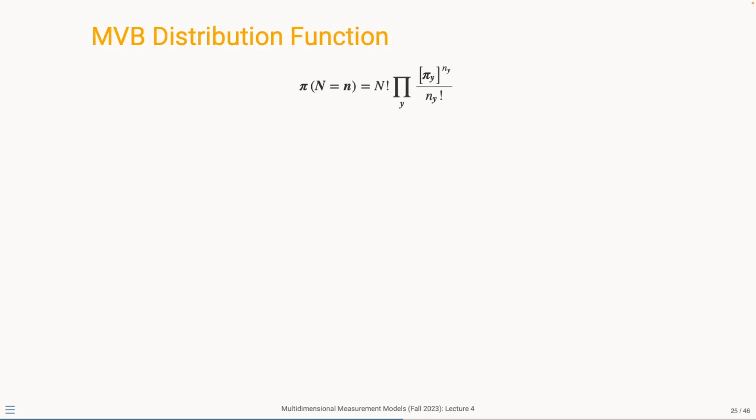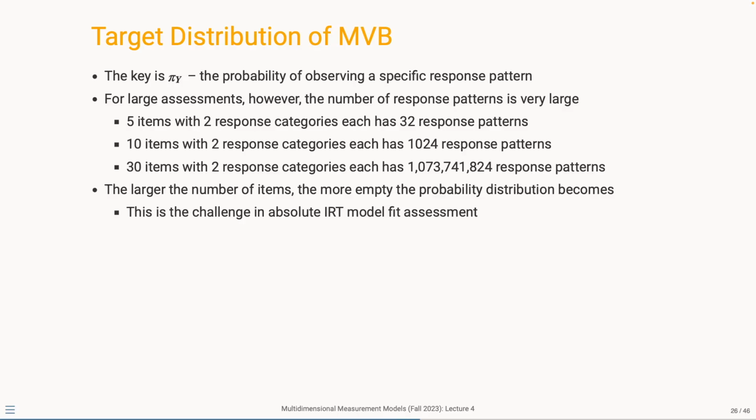So this, by the way, is the multivariate Bernoulli distribution function. And this is where I was getting at. 30 items with 2 response categories has 1,073,741,824 response patterns.